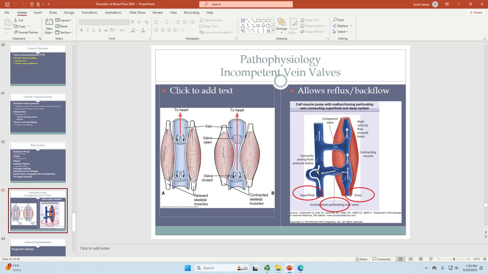And so the blood is just going into that reservoir and not necessarily moving up. Okay? If you have valve damage below here in the deep vein as well, then you're going to get some blood that goes down instead of up. Okay?